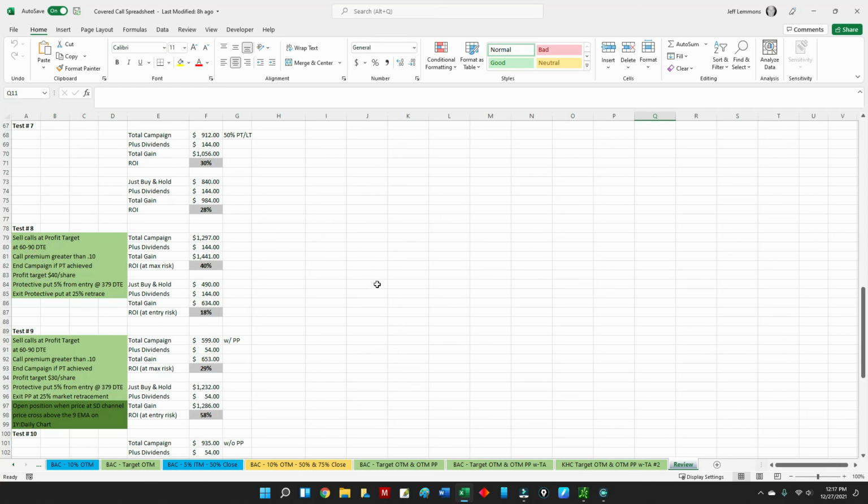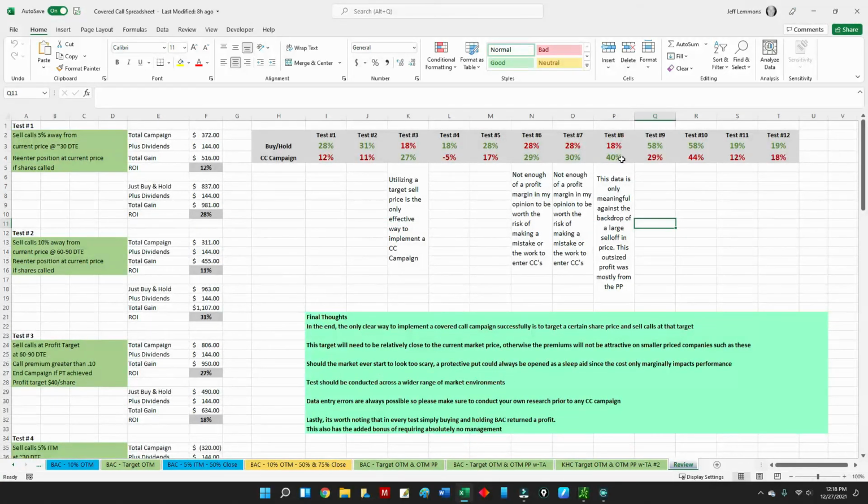Test number eight is sell calls at the profit target at 60 to 90 days, and then going to use the protective put in this instance. And you can see that the protective put, because I did calculate this over the coronavirus sell-off, which is not typical, it was a huge winner because the protective put returned such a large amount.